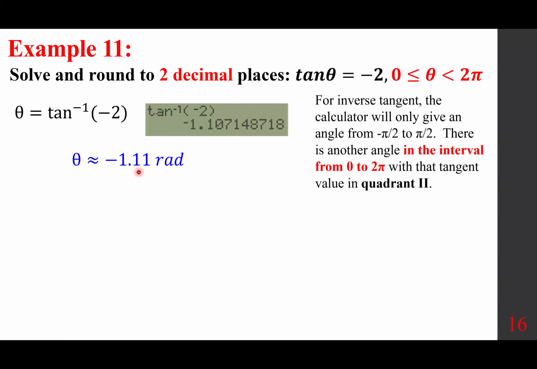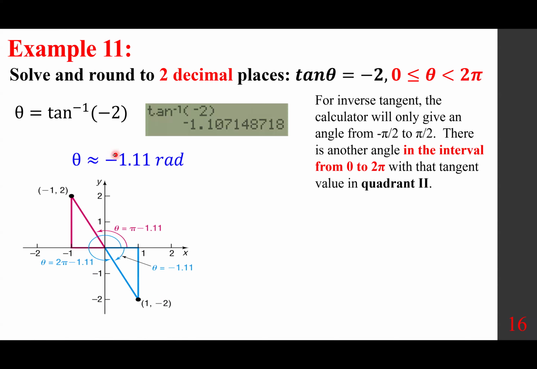positive 1.11 acts as a reference arc. If you want to bring it to 2 pi, first of all, you add 2 pi, and that gives you the fourth quadrant. Okay. If you add pi to it, it puts you in the second quadrant. Those are the values that you can get. So this is -1.11. Okay.